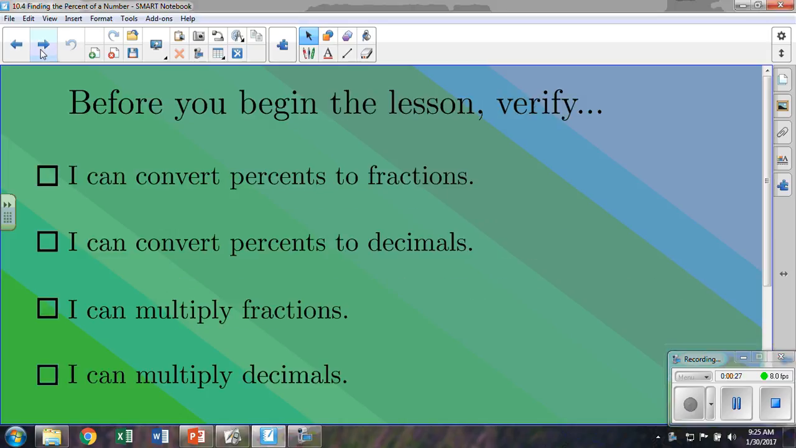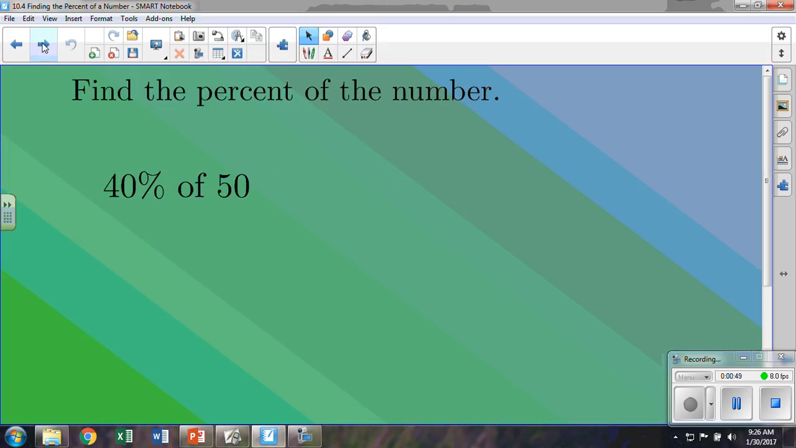There are several skills that you need to have in order to do this one. You need to be able to convert percents into fractions. You need to convert percents into decimals, and multiply fractions and multiply decimals. Of course, if you choose the fraction method, you need the fraction skills. If you choose the decimal method, you need the decimal skills. Even if you're going to be using a calculator to help you out with some of the number crunching.